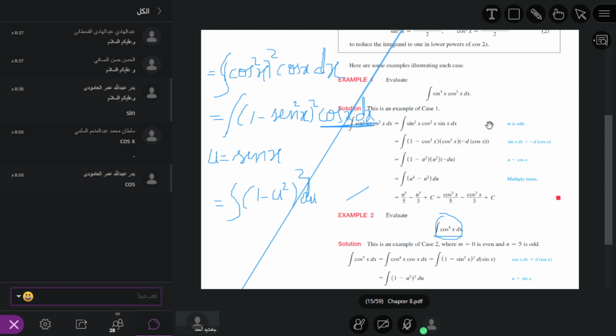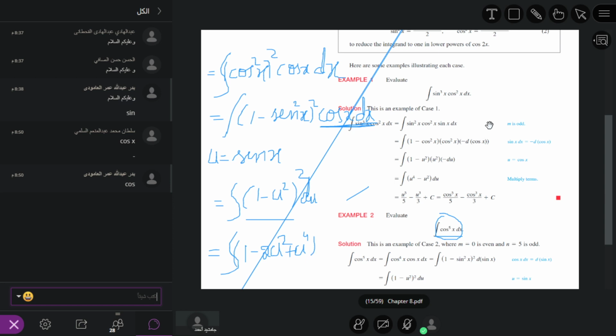Now, we open the square of this. How can we open? a square minus 2ab plus b square. So whenever we open, we get here 1 minus 2u square plus u power 4 du.